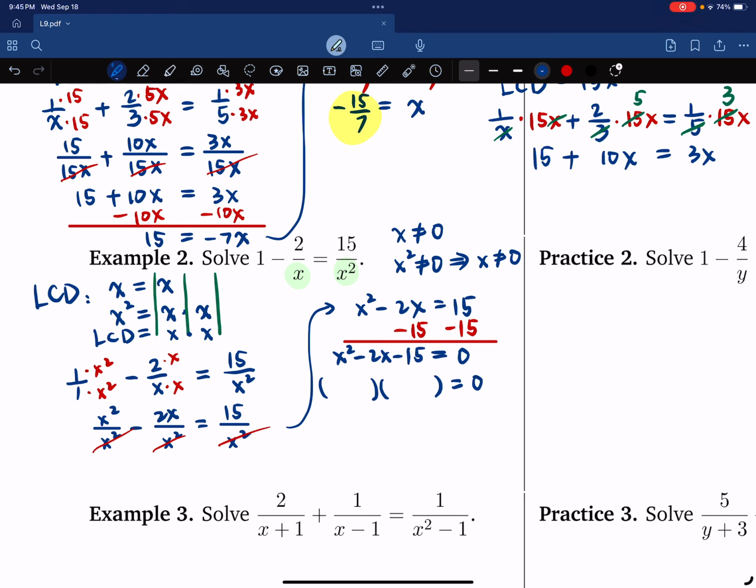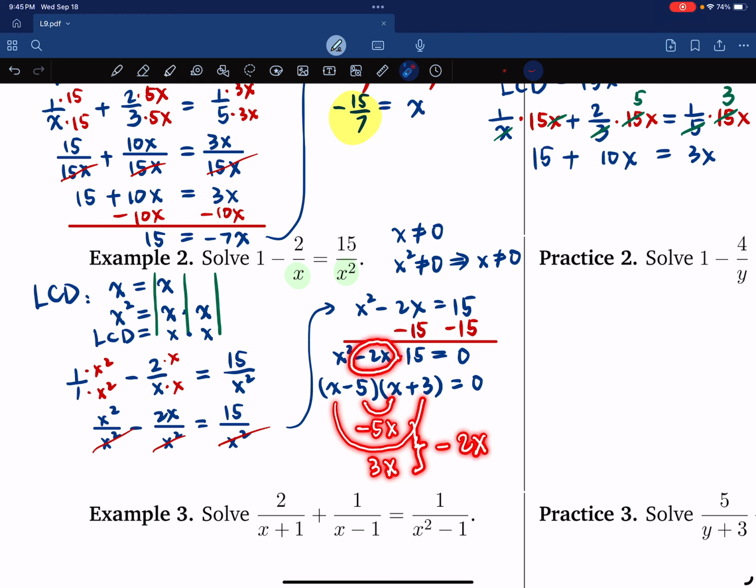Let's factor the left-hand side. To get x squared, we need x and x. To get negative 15, we have multiple ways. The middle term is negative 2x, so I'm going to try negative 5 and positive 3. Let's test it out. The outer two terms, I get positive 3x. The inner two terms, I get negative 5x. And if I add these two, I get negative 2x. And that is definitely what we need in the middle. So this is the right way to factor it.